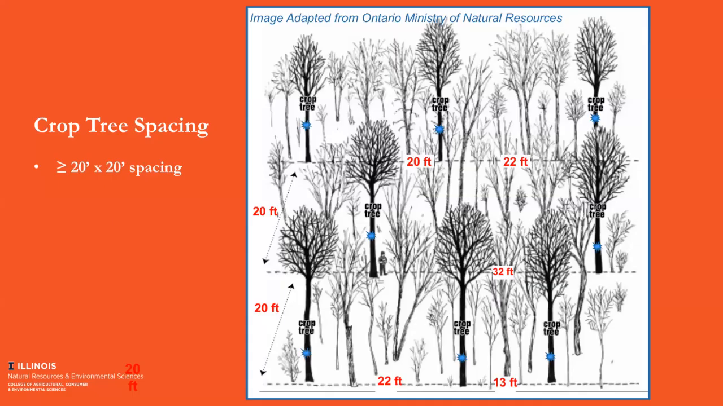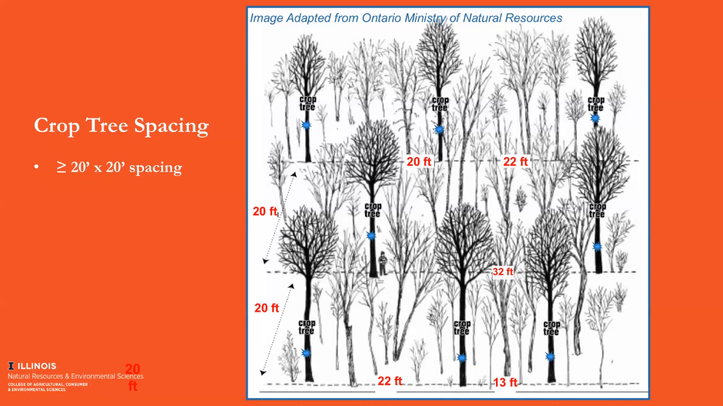Ideal crop tree spacing: the space between crop trees, optimum would be 20 by 20 foot spacing. And in an ideal world, that's what we're shooting for. That's what my target would be.